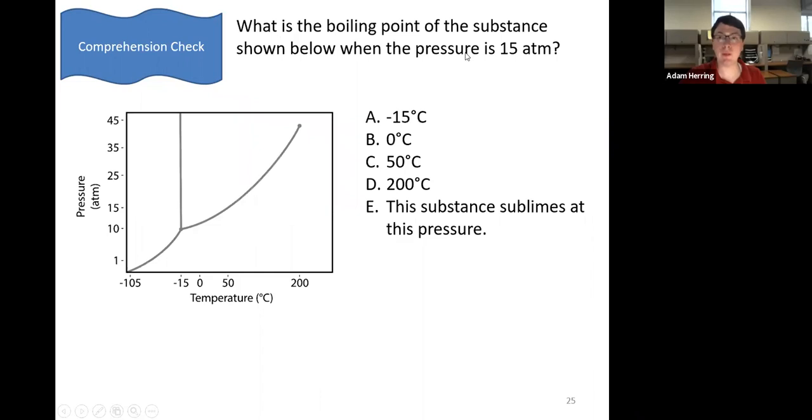All right, here's another problem. Pause the video and try this one on your own, and then I'll talk you through a solution.